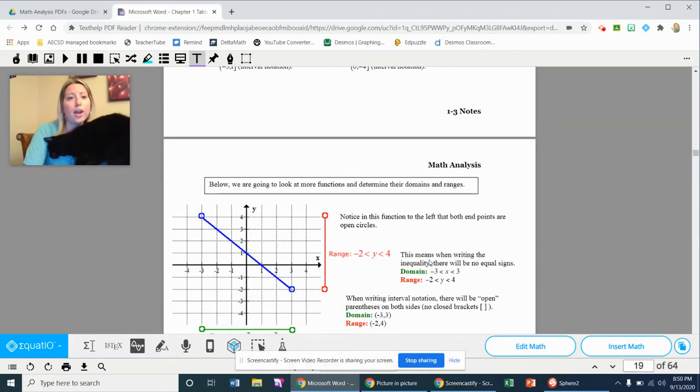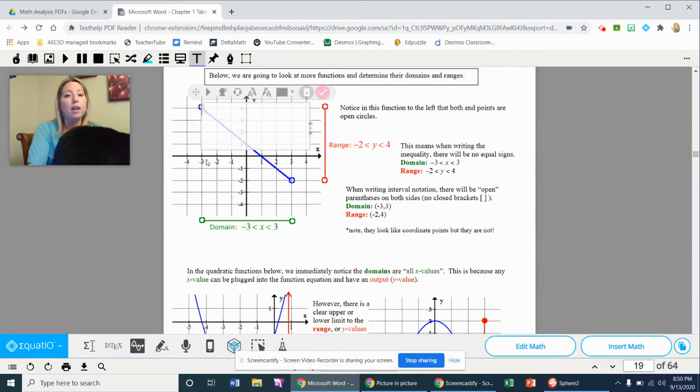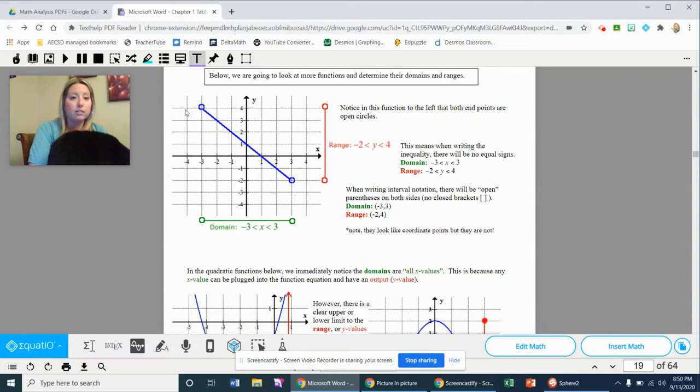Oh, here's Ray. Okay, so now we're looking at another betweenie. So here, open circles, open circles. Let's read left to right first. So -3 all the way to +3. So that's the x values that I'm using. So -3 is less than x, which is less than 3.